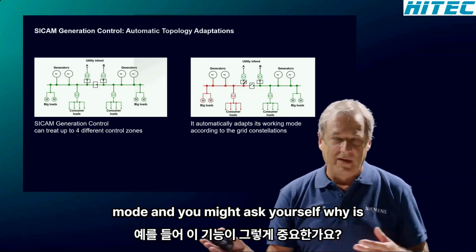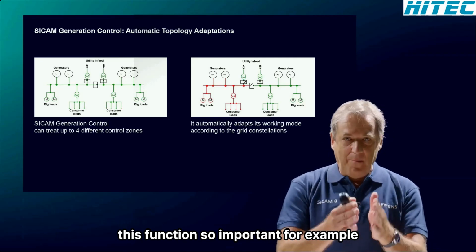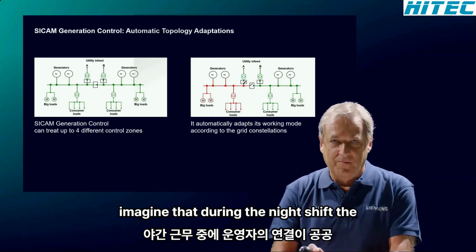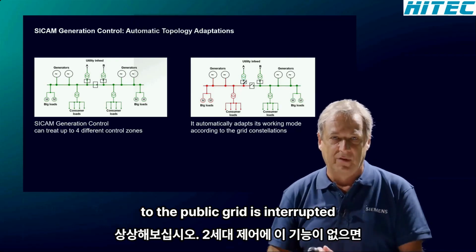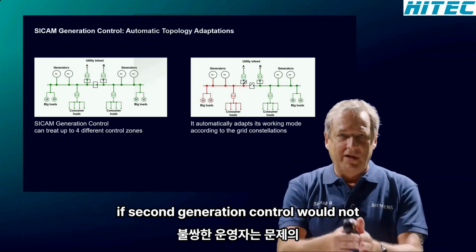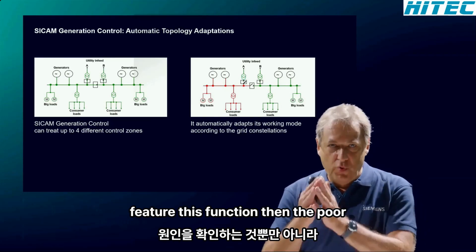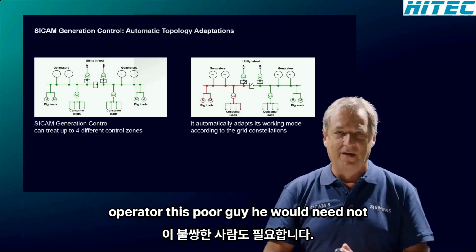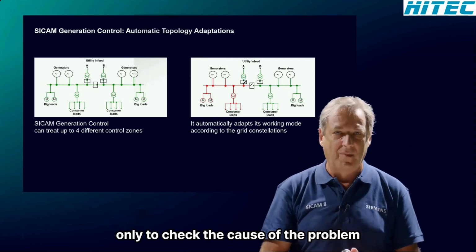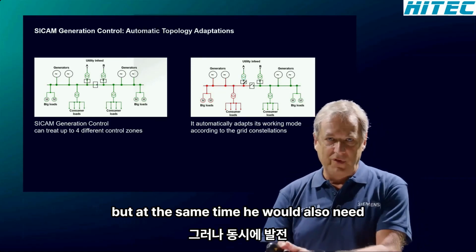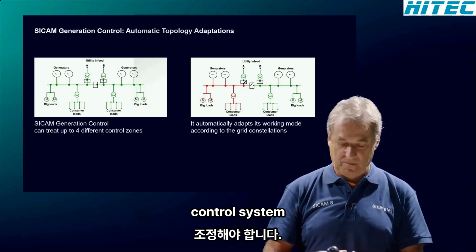And you might ask yourself, why is this function so important? For example, imagine that during the night shift, the connection to the public grid is interrupted. If SICAM generation control would not feature this function, then the poor operator would need not only to check the cause of the problem, but at the same time, he would also need to adapt the settings of the generation control system.